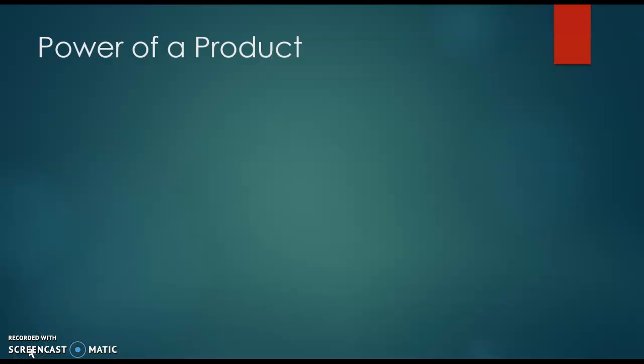Okay, so final multiplication property, power of a product. Any integer a, b, or m where a does not equal 0 and b does not equal 0, then the following is true. ab to the mth power is equal to a to the mth times b to the mth.